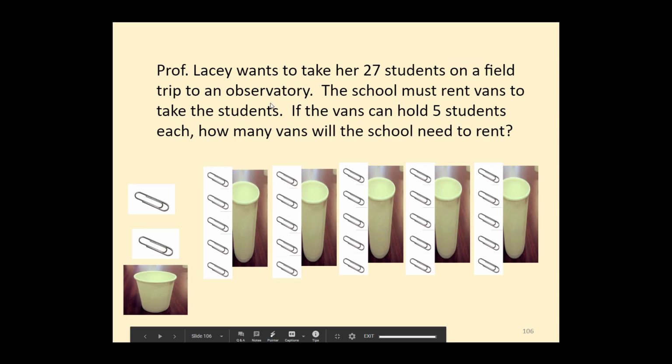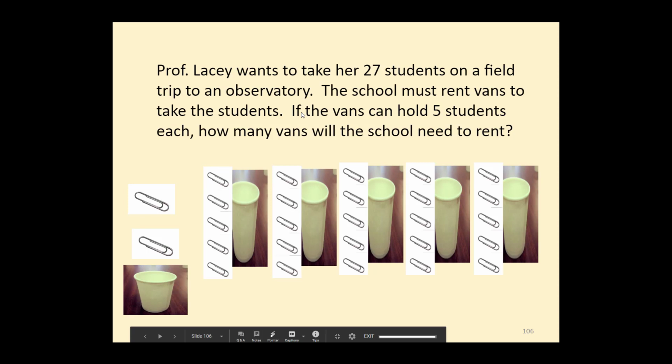So here is the scenario again. Professor Lacey wants to take 27 students on a field trip to an observatory. The school must rent vans to take the students. If the vans can hold 5 students each, how many vans will the school need to rent? So in this case, we're using manipulatives. With manipulatives, which is a concrete representation, we need to conceptualize what each thing means.